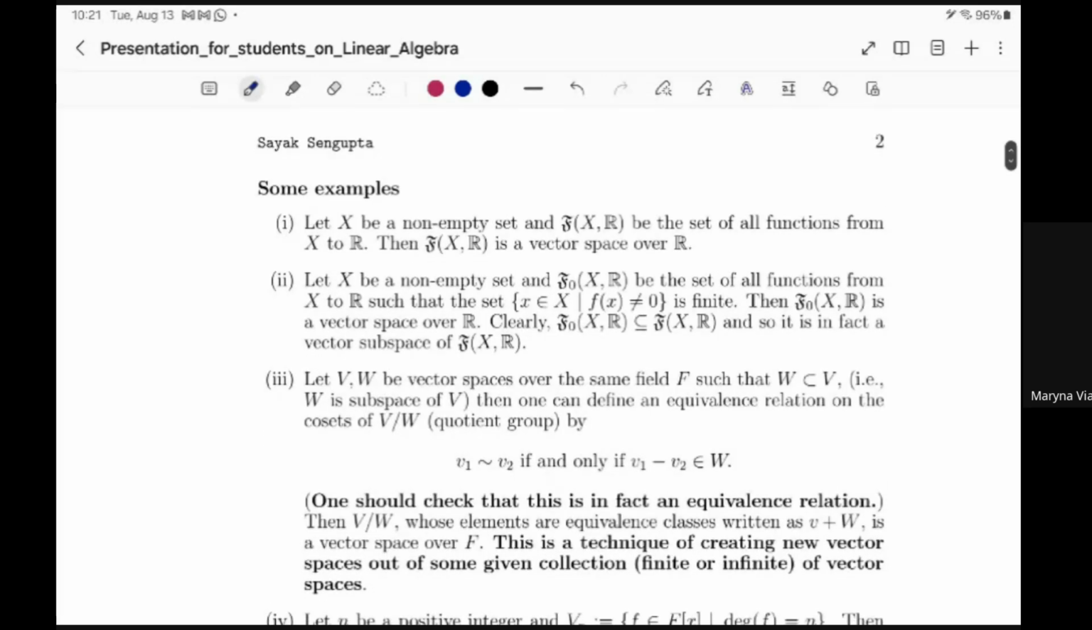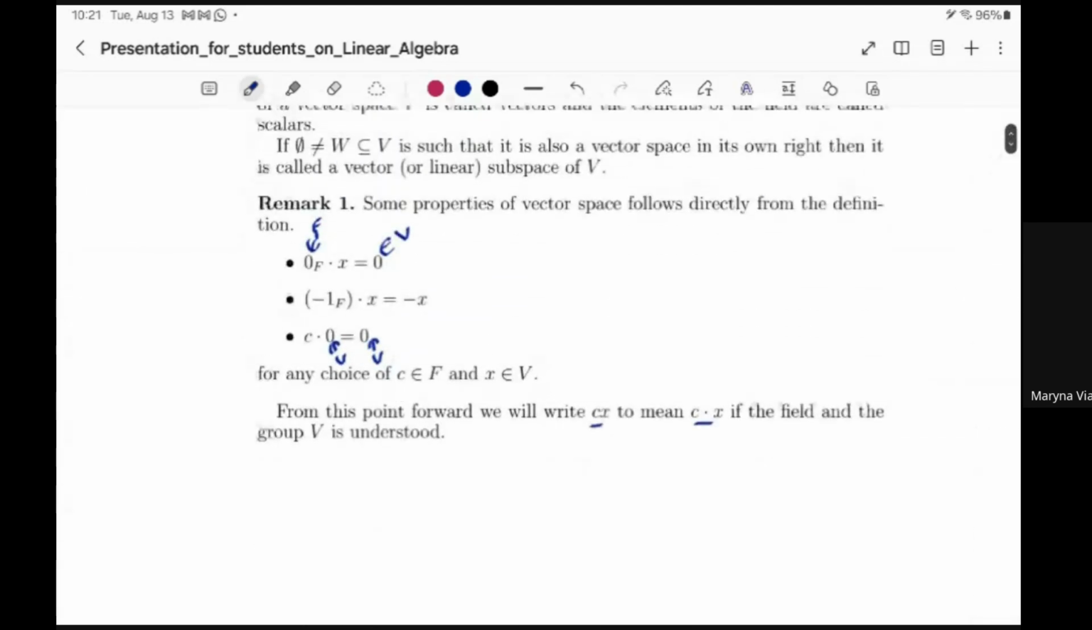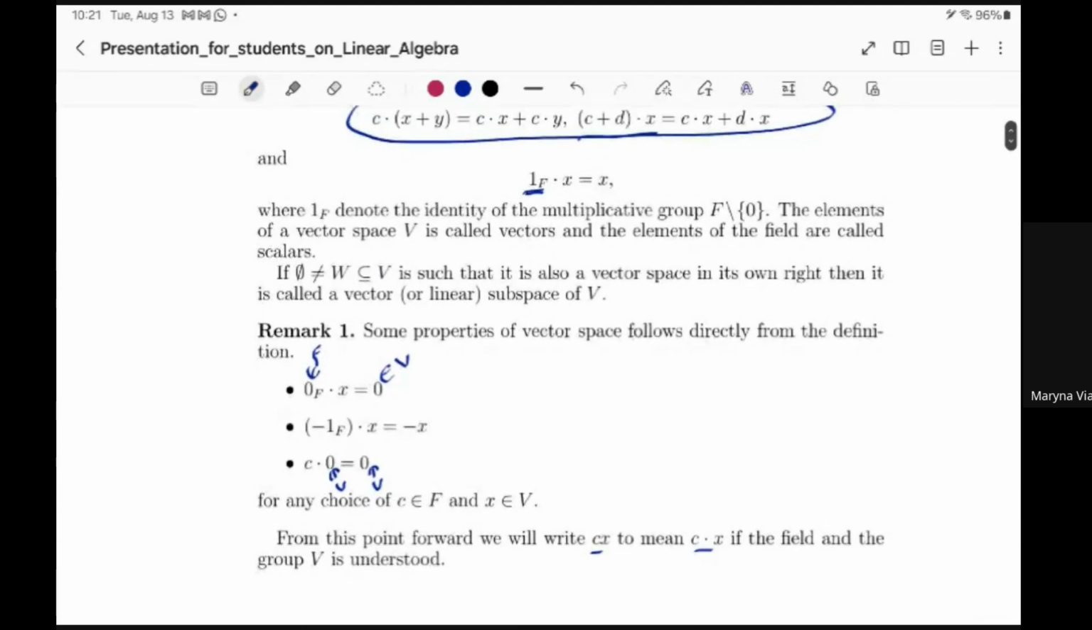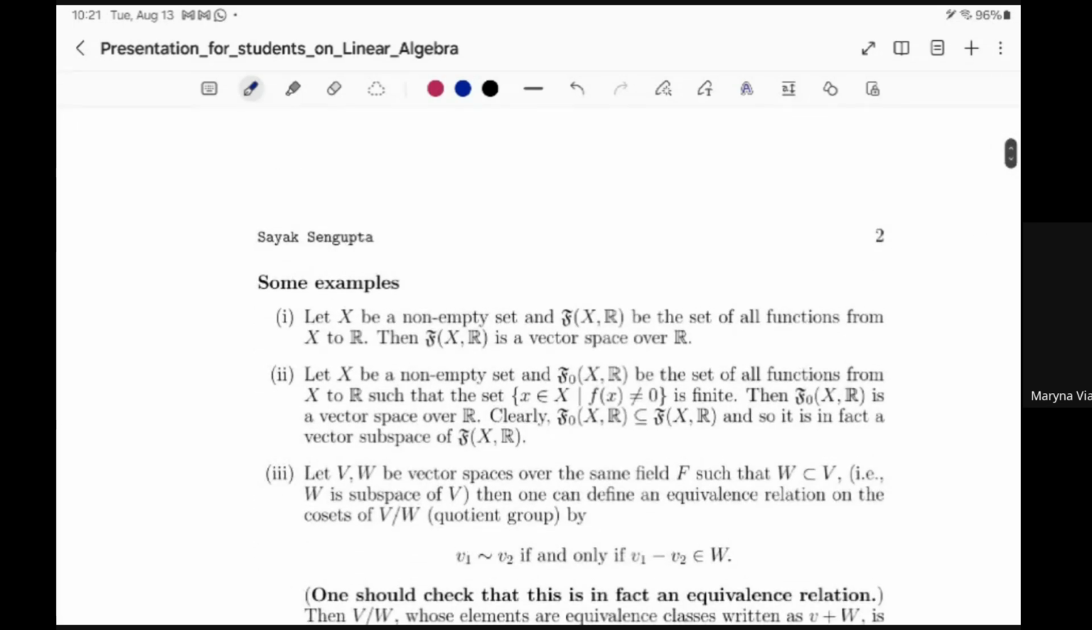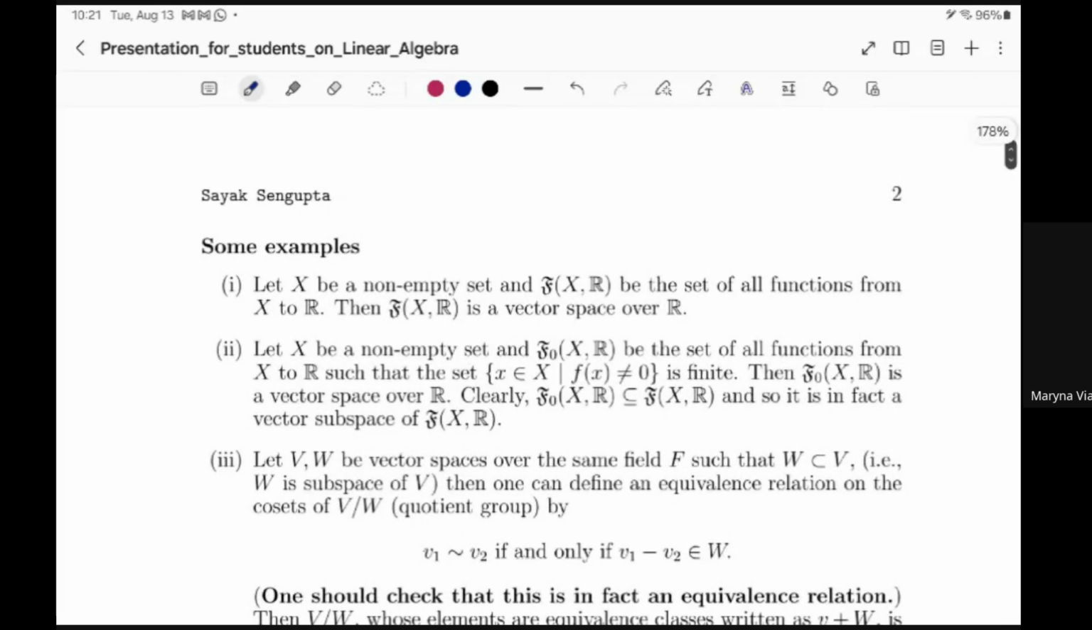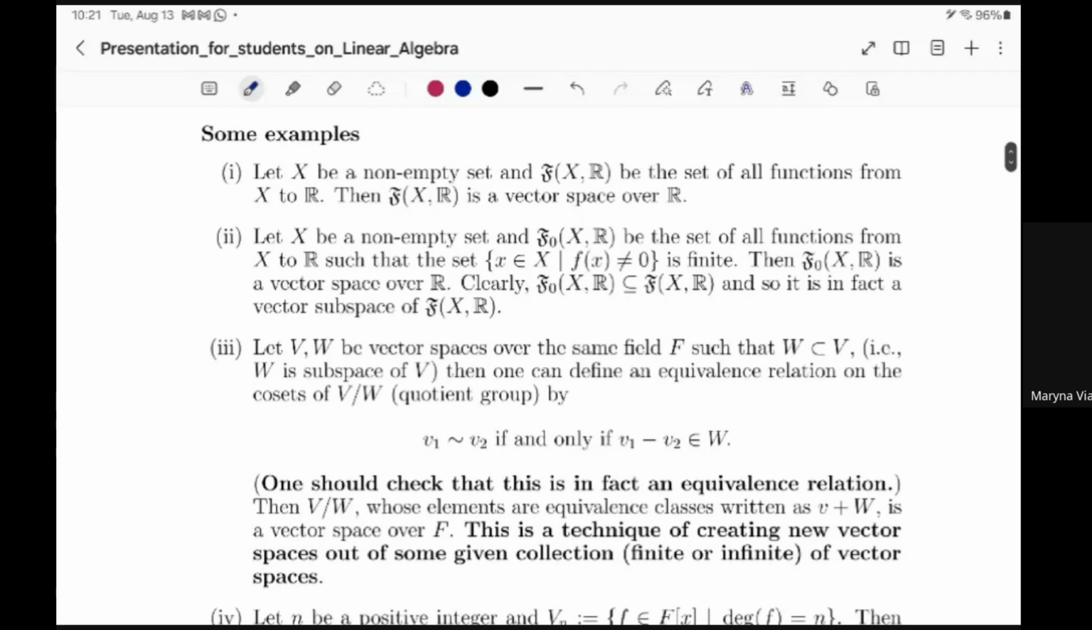Okay, so we have described the definition and some basic properties of vector space. Let us look at some examples. Suppose you have some non-empty set X, and we are considering all the functions that you can define on X, and the codomain is R. So basically all the functions that go from X to R.